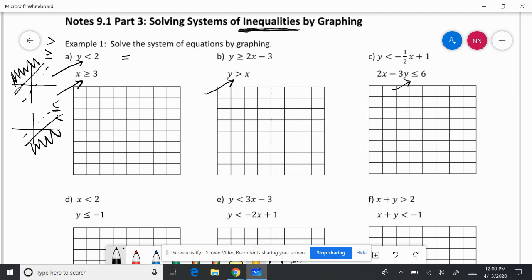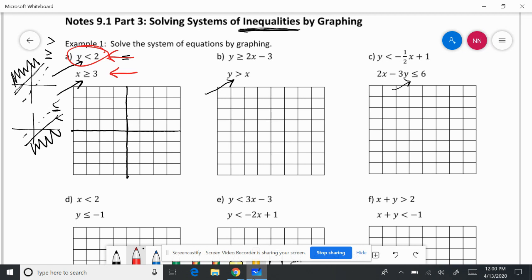So what's going to be different with this than first semester is that instead of one inequality, we have two inequalities. So we're going to graph both of those inequalities. Just like before, we're going to make our XY axis. I'm going to start with my first inequality. This is y is less than 2.